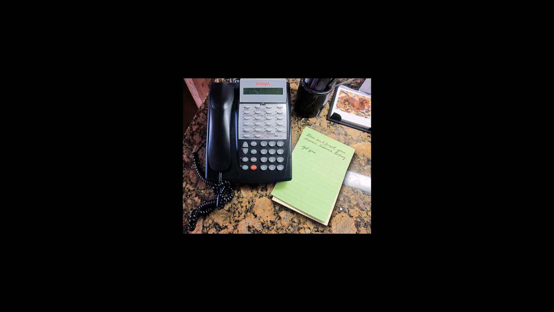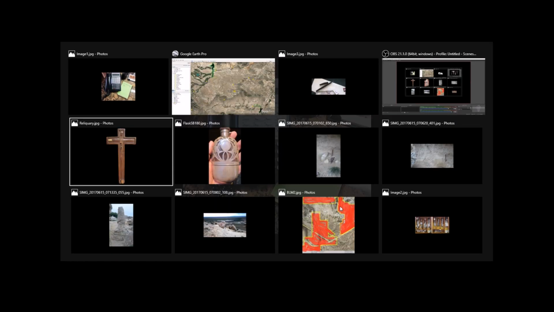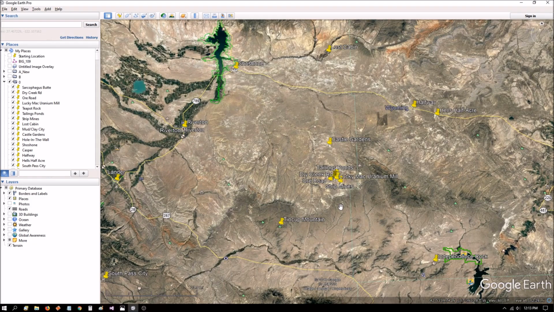And here's a really big one. Let me go back into Google Earth again. And let me turn on a couple of things here.